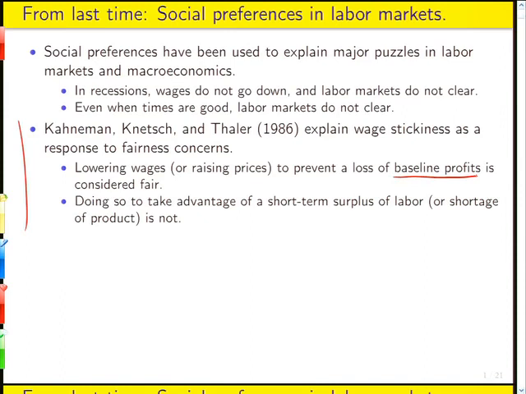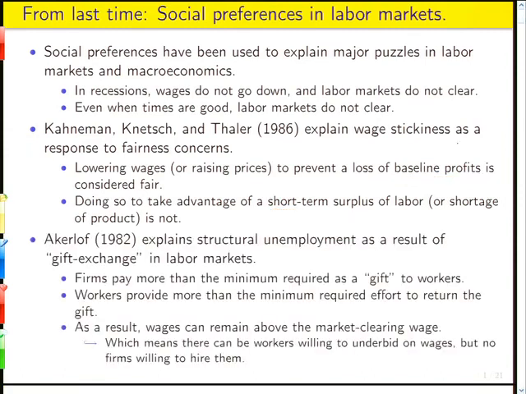But if you just have a short-term surplus because other firms aren't hiring and so there's people out of work, there's a higher level of unemployment, that lowering your wage to take advantage of that short-term surplus and increase your profits is considered to be unfair. And this is sort of put forward as an explanation for what's called wage stickiness in downturns, economic downturns.